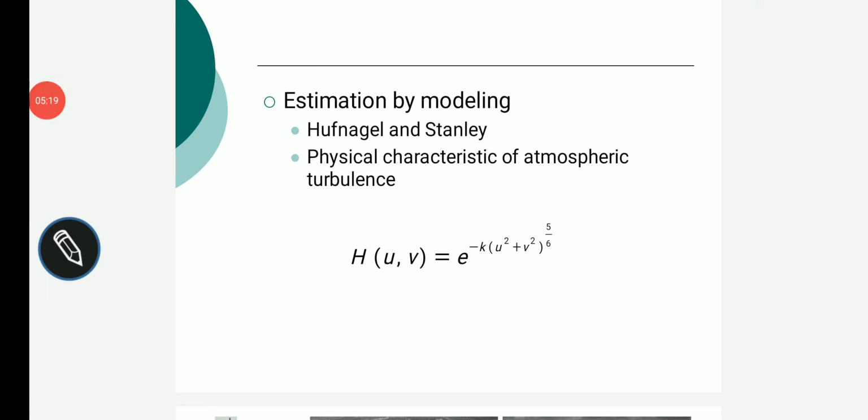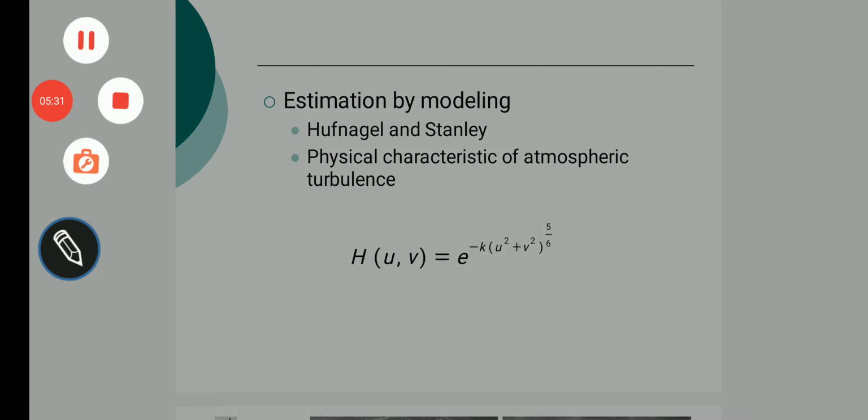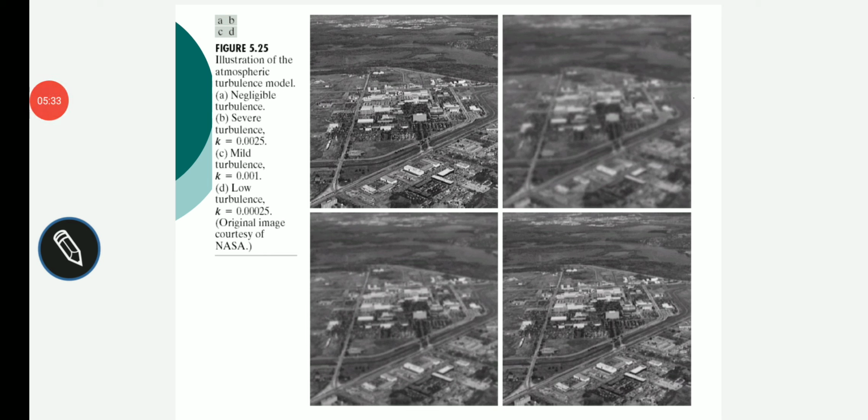Estimation by modeling is given by H of u comma v equal to e raised to minus k times u square plus v square, whole raised to 5 by 6, where k is a constant that depends on the nature of the turbulence. If you see the images, the first image has negligible turbulence, while the second has severe turbulence, with k equal to 0.0025, and then mild turbulence 0.001, and low turbulence 0.0025 of the original image. You can see what happens as the turbulence is increased. So the turbulence value should be as low as possible.